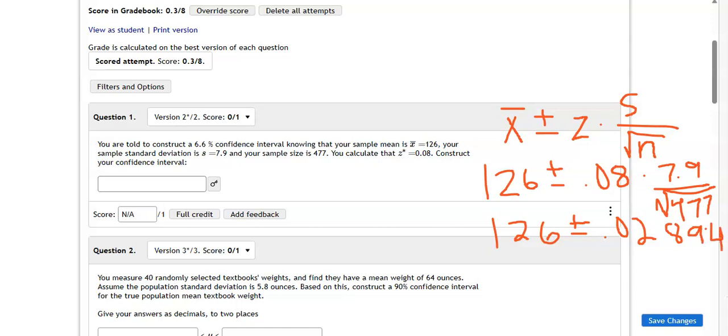All right, now let's see. What did it say to round it to? It did not say. So we'll put it at 3 decimal places. If I round this to 3 decimal places, it'd be 0.029. And what we're going to do is 126 minus 0.029, and then we're going to do 126 plus 0.029.